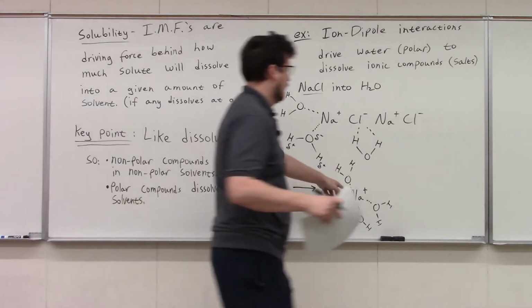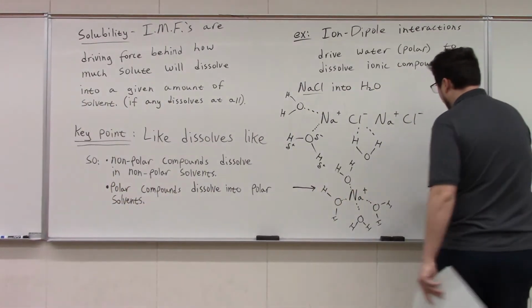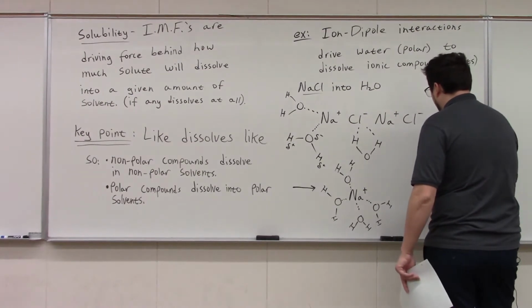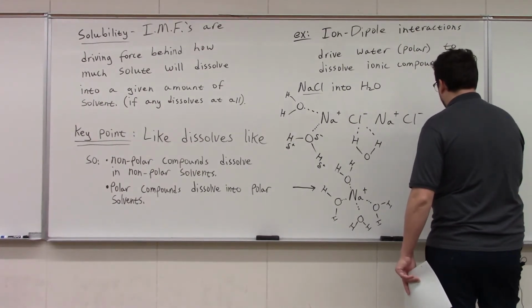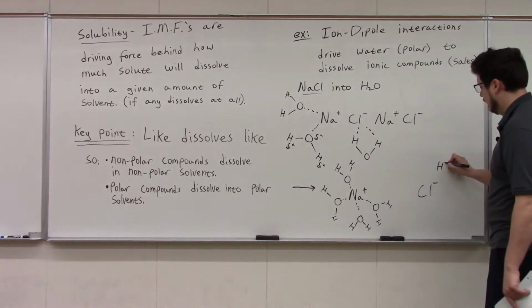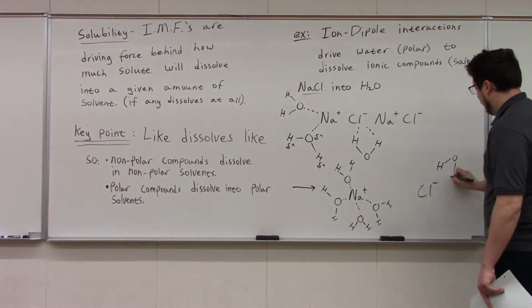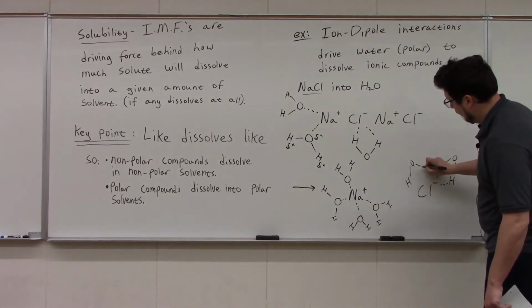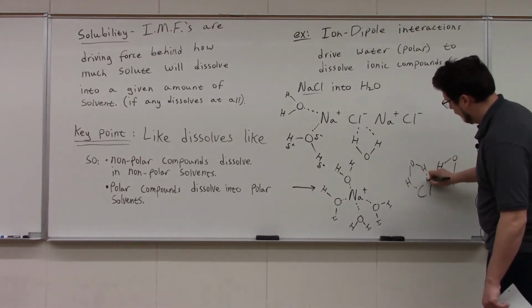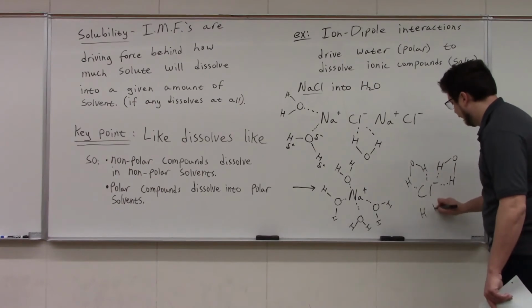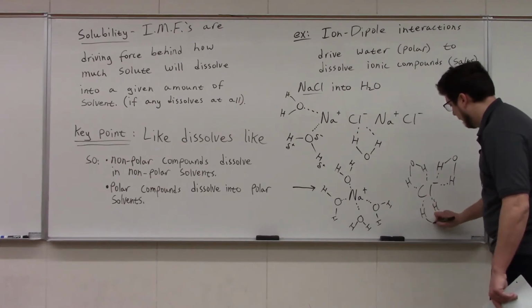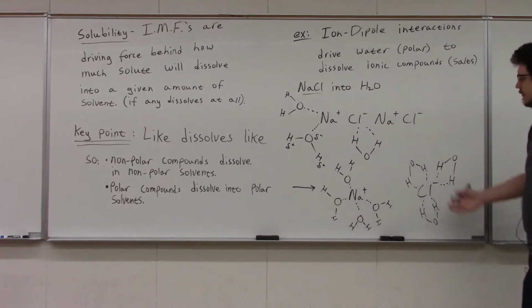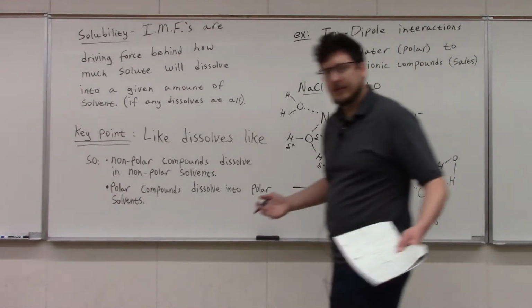And so you have the plus cation doing this. And then you have the negatively charged anion, which has the opposite part of the water oriented towards it. And so these positive H's are attracted to the negative charge of the chloride. And so this is what drives the solubility of salts.